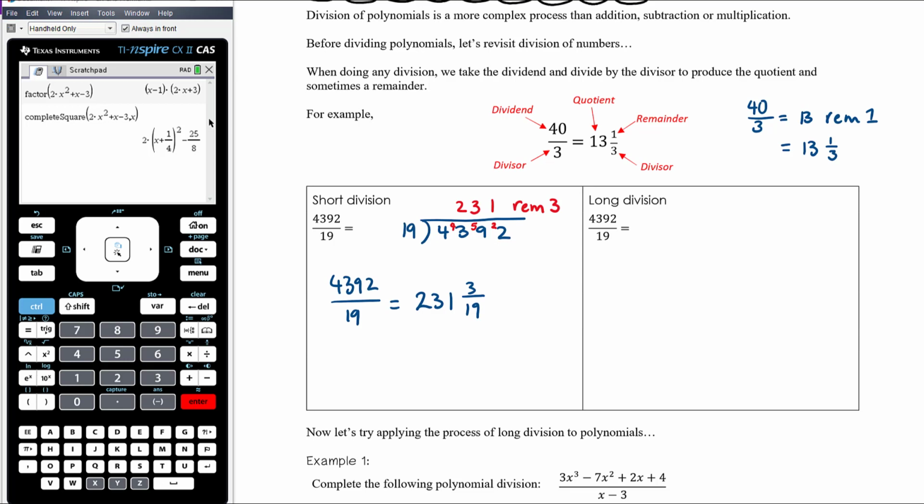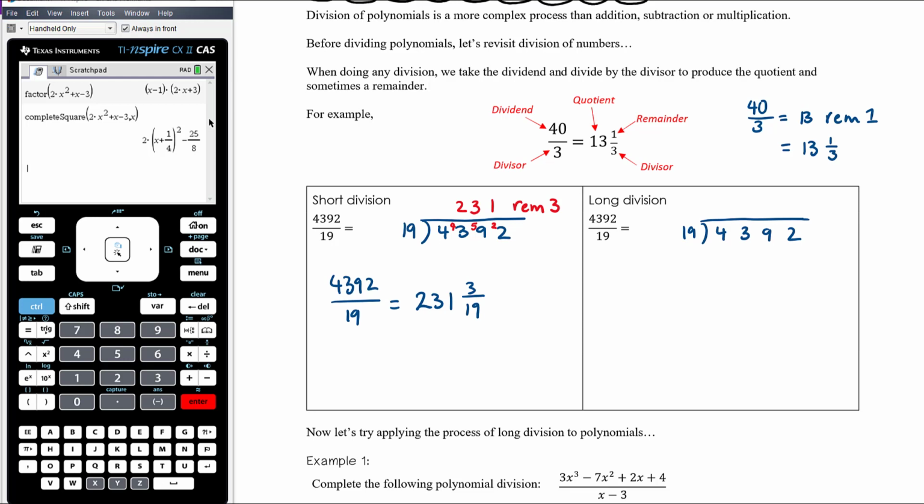Okay, let's do that as a long division process, which, as I said, is exactly the same. We're going to do all the same maths we just did in our head. We're just going to write a bit more of it down on the paper. Alright, so we're going to have 19, 4, 3, 9, 2.